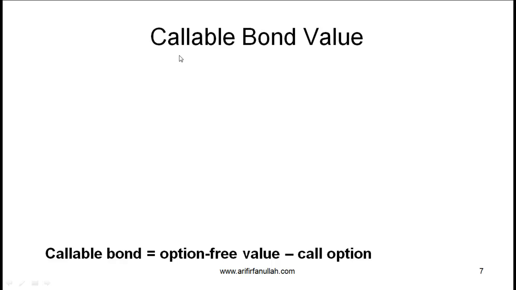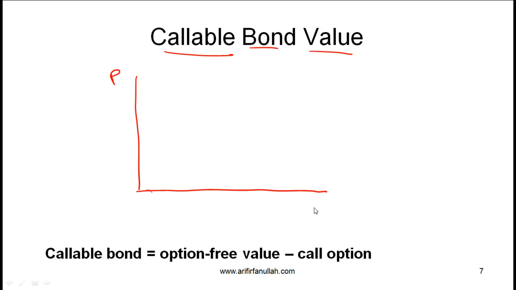So now let's talk about a callable bond and coming up with the value of a callable bond. And to some extent you've seen this before, but let's again look at the price versus yield for a bond. The idea here is straightforward. If you have an option-free bond, then what does the price yield curve look like? It looks like this.